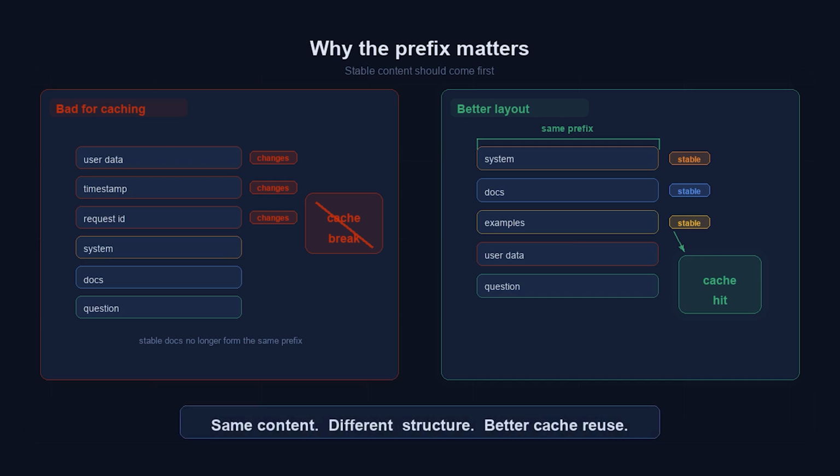It's the same content presented in a different structure. This is one of the first practical ways to use prompt caching. It essentially rewards stable prompt architecture.